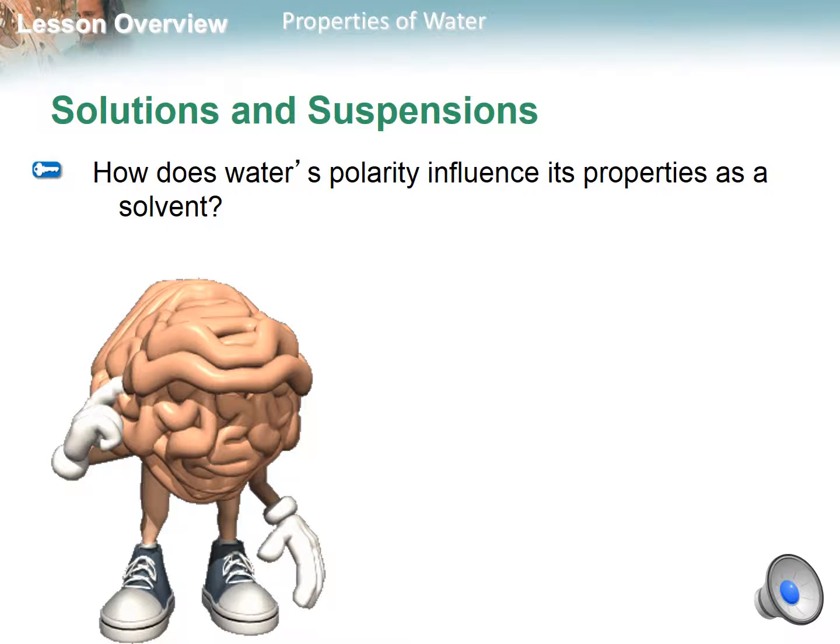So how does water's polarity influence its properties as a solvent? Okay, since it is able to dissolve ionic compounds and other polar molecules. And why can it dissolve ionic compounds and other polar molecules? Because it's polar.